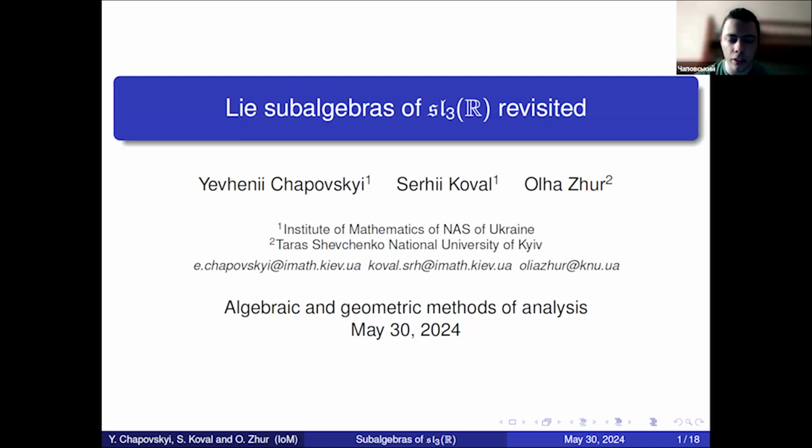Good afternoon, dear colleagues. First of all, I would like to say thank you very much to the organizing committee for making this conference happen, especially in our troubled times. Next, I would like to present the results obtained jointly by Sergei Koval, Olga Zhur, and I concerning the problem of Lie subalgebra classification, mainly in the case of the special linear Lie algebra of rank 3 over the field of real numbers.